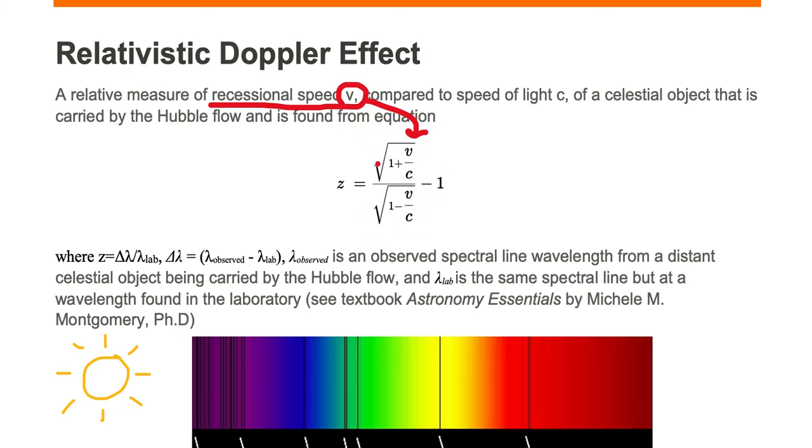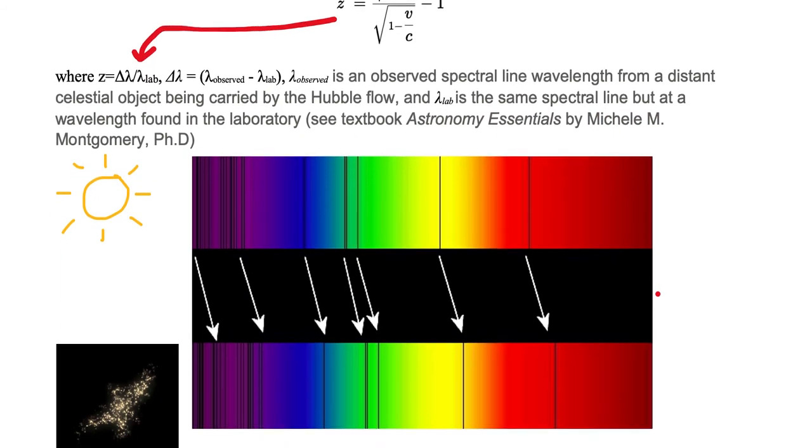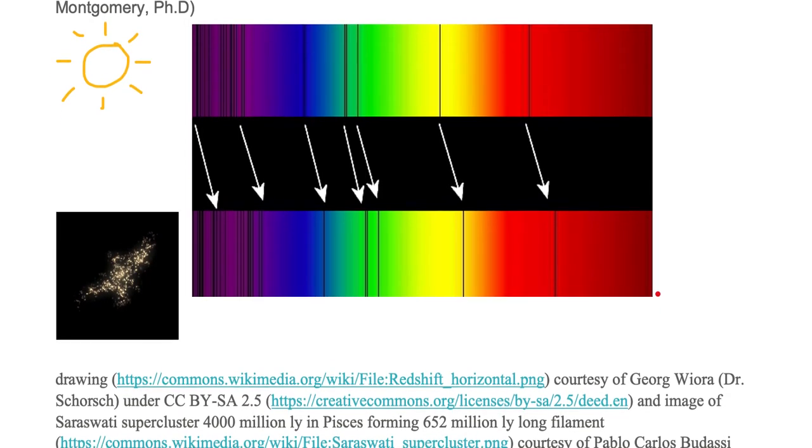So once you know speed c and z, all you need to do is solve for v. C is the speed of light, you already know it, so you need to solve for z. Z is found from this equation over here, which is equal to delta lambda over lambda lab. Delta lambda is lambda observed minus lambda lab, and lambda observed is an observed spectral line wavelength from a distant celestial object being carried by the Hubble flow, and lambda lab is the same spectral line, but at a wavelength found in the laboratory. So let's take a look at some spectral lines.